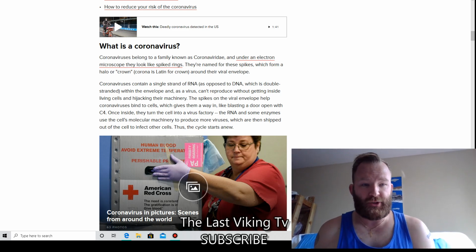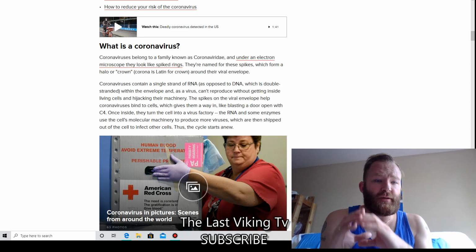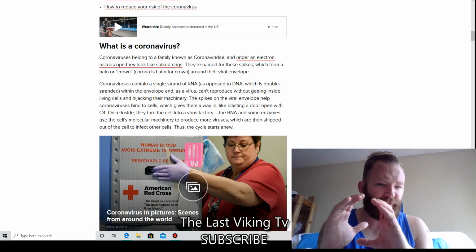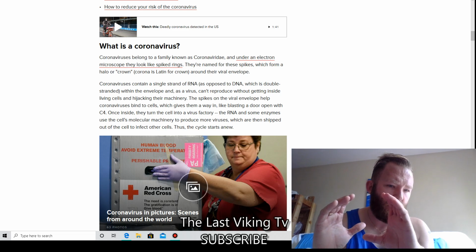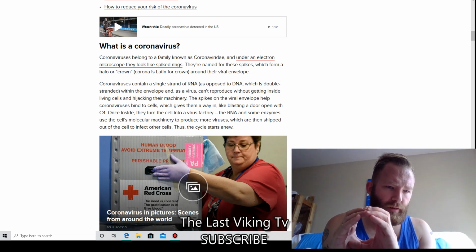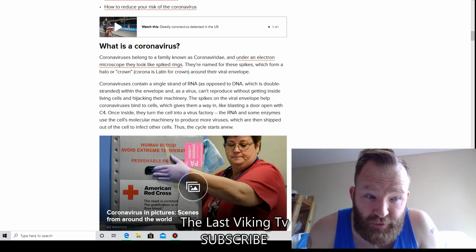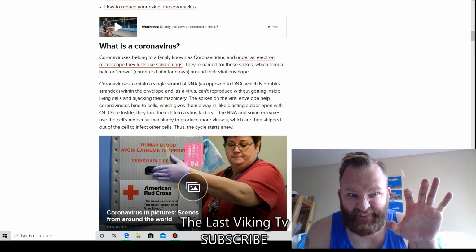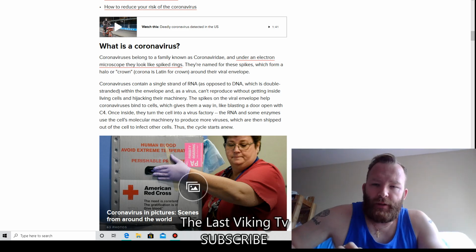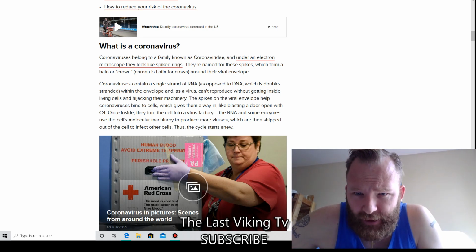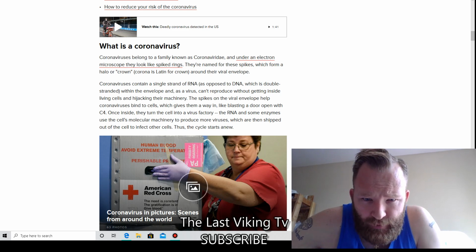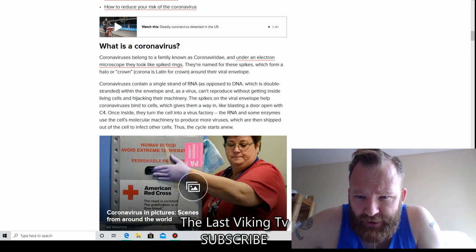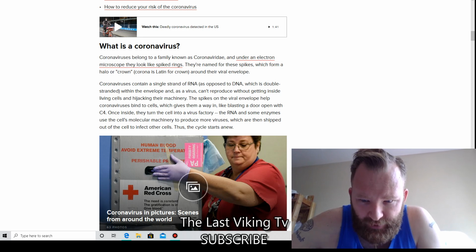You look back at the cell structures of any other virus, it's rounded. You might have a little bit of fluff or fur on the outside, but they're rounded. None of them have spikes. All right? Once inside, they turn the cell into a virus factory. The RNA and some enzymes use the cell's molecular machinery to produce more viruses, which are then shipped out of the cell to infect other cells. Thus, the cycle starts anew.